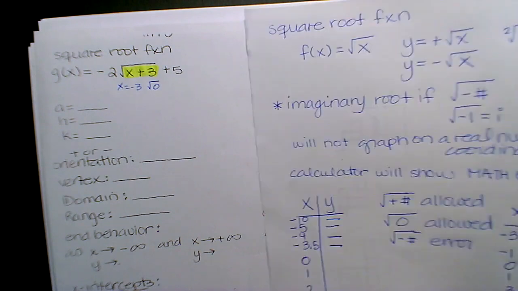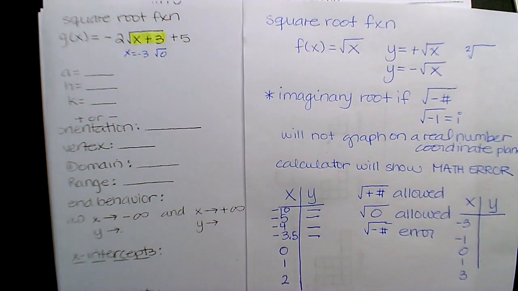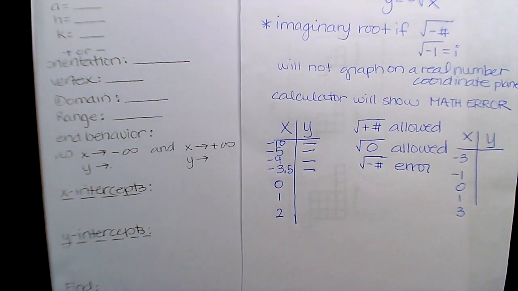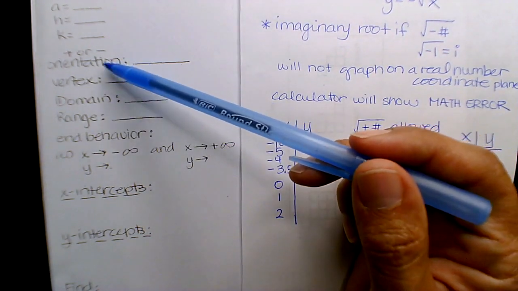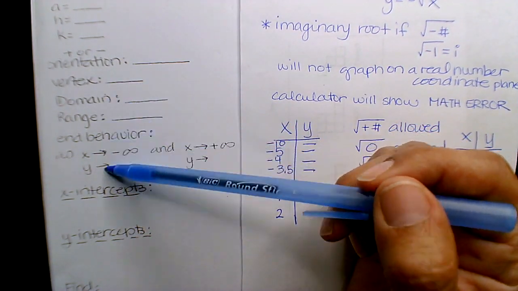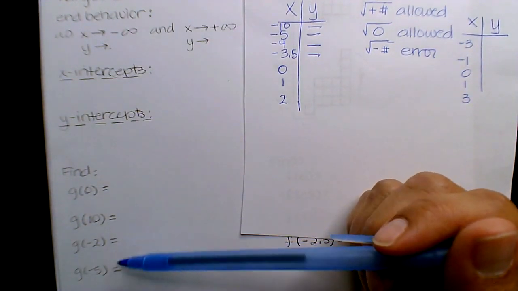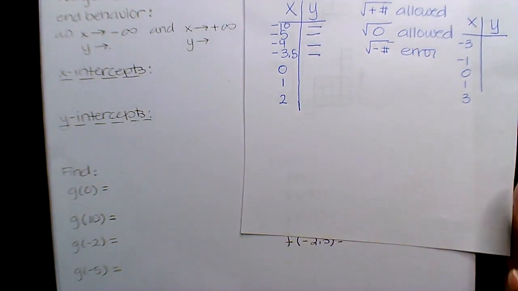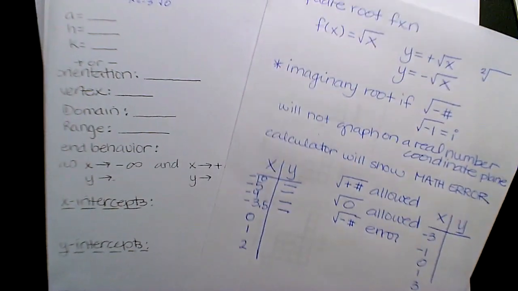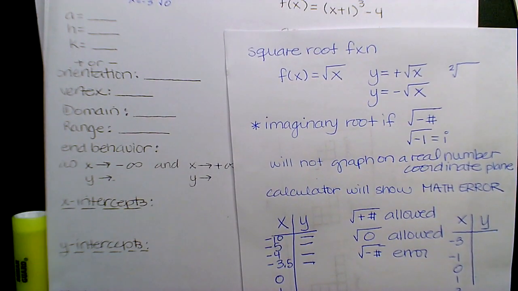Tomorrow I'll go through the cube. And then I'll do the other video where I'll have you graph it, and then we'll go over orientation, vertex, domain, range, and behavior, intercepts, your critical points, and then we'll just make sure you have this down, okay? All right. Okay, let me shut off the video.